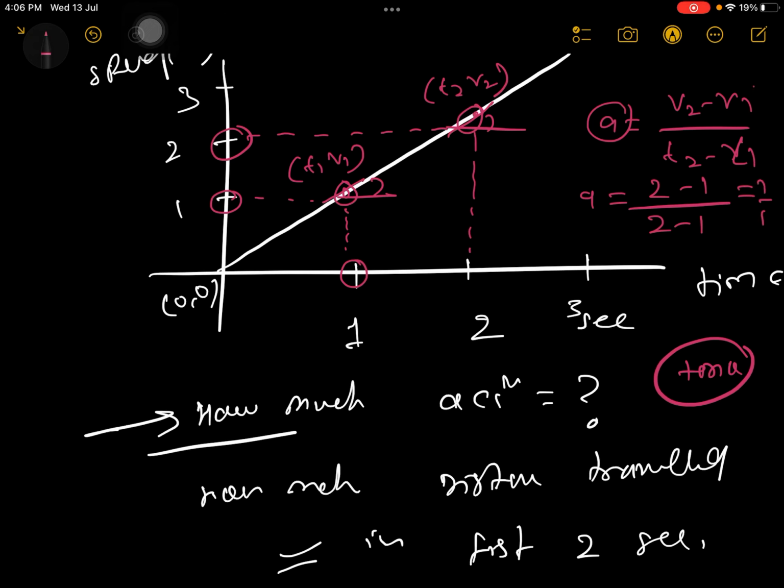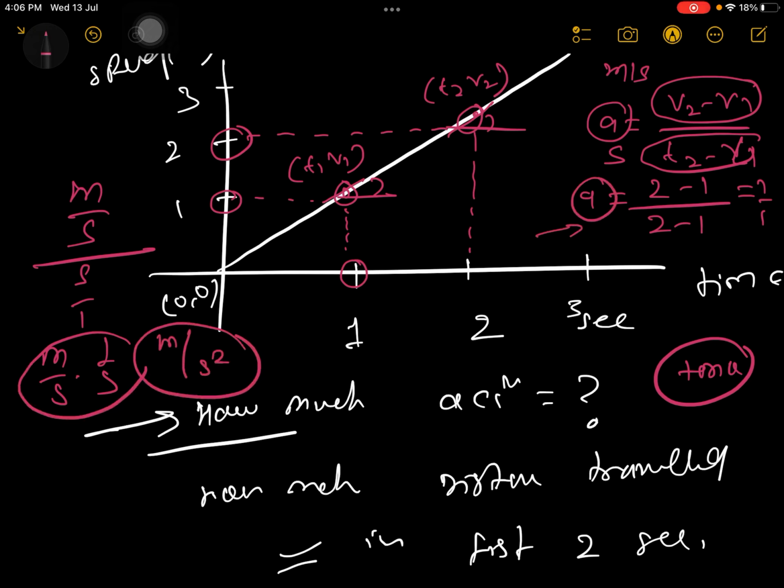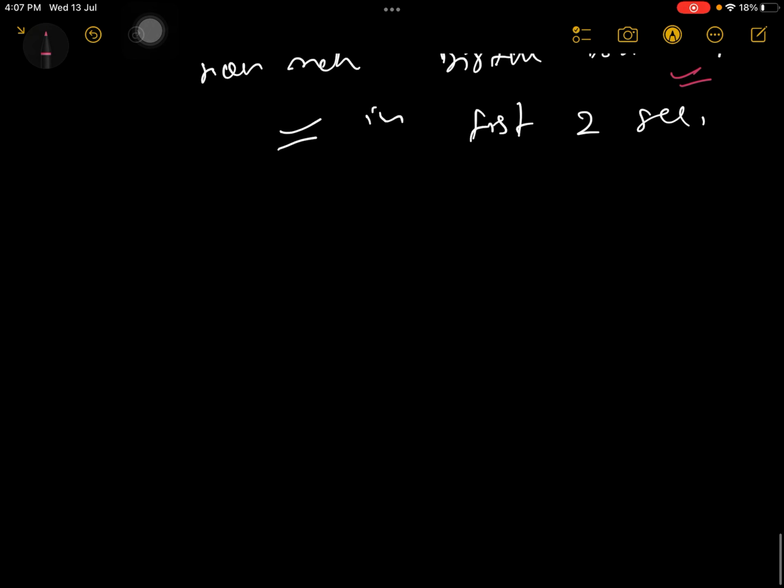You can see your speed was in meter per second and your time was in second. It means meter per second whole divided by second. You put by 1, so meter per second into 1 by second. It gives you meter per second square. That's why acceleration unit will always come as meter per second square. Correct? So this is the way to calculate acceleration. Now you comment what will be your distance traveled. Pause the video and comment.